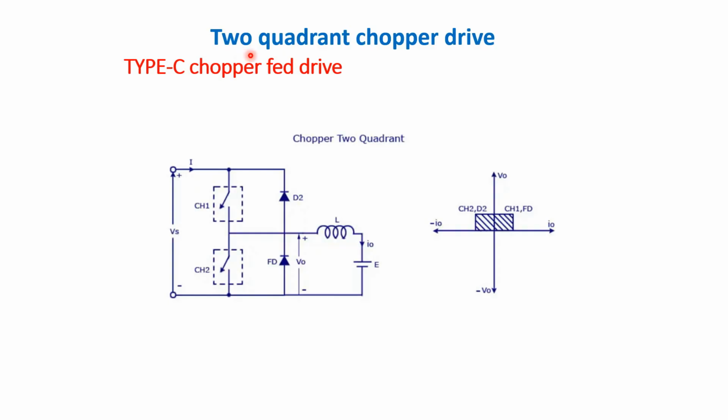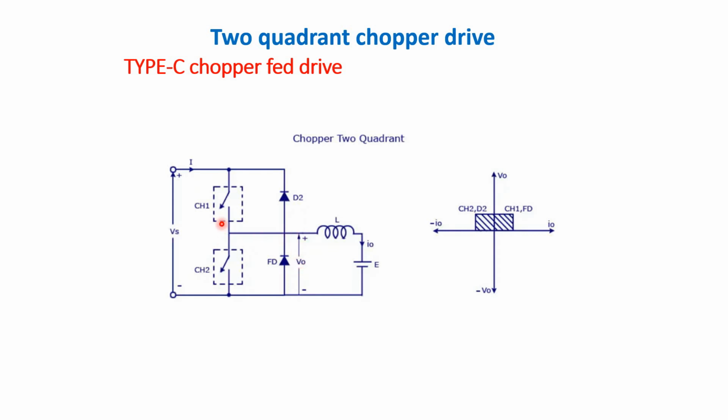Next we have a 2-quadrant chopper drive, first type, that is type C chopper fed DC drive. In type C chopper, the current will be of positive as well as negative, whereas the load voltage is always positive. Type C chopper is obtained by connecting type A and type B choppers in parallel. We will always get a positive voltage at the output as the freewheeling diode is present across the load.